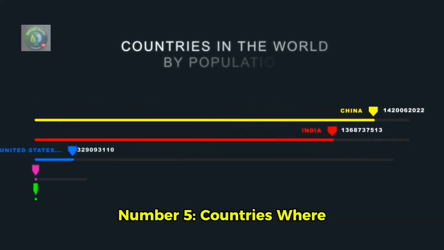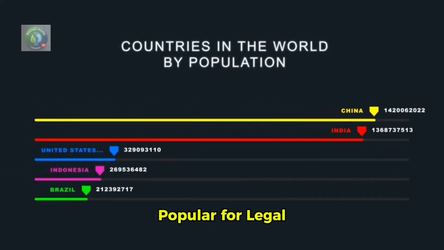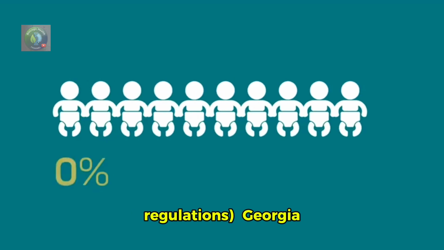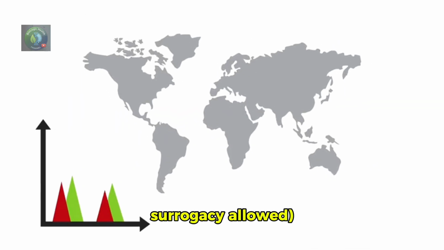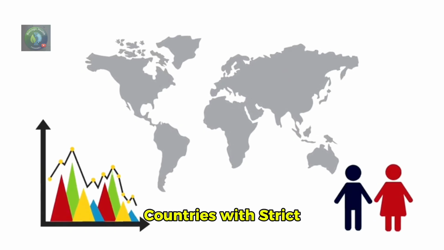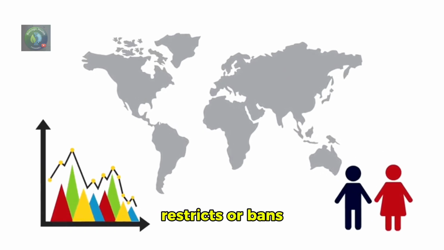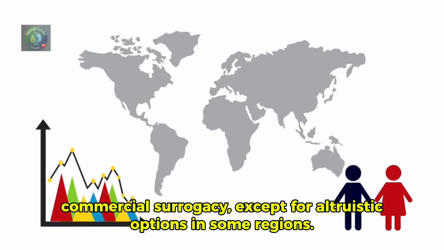Number 5. Countries where surrogacy is popular for legal gestational surrogacy. United States, most flexible, widely used. Ukraine, specific regulations. Georgia. Canada, altruistic surrogacy allowed. Countries with strict limits: most of Europe restricts or bans commercial surrogacy, except for altruistic options in some regions.